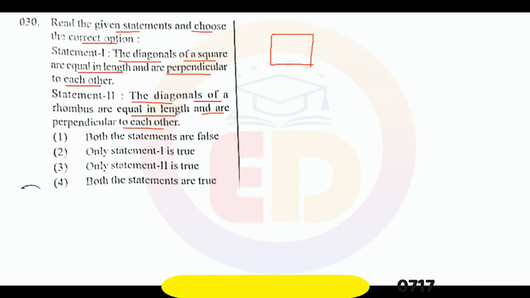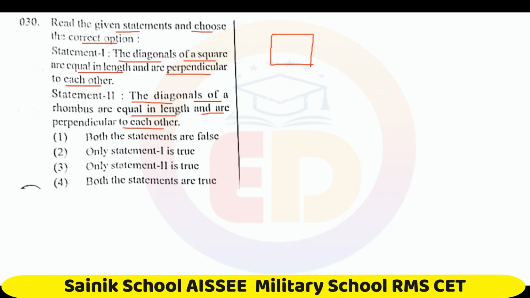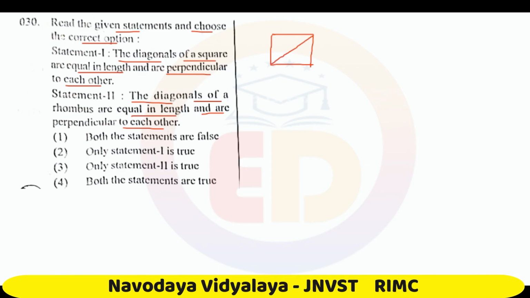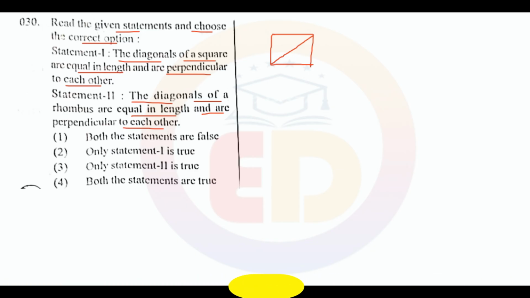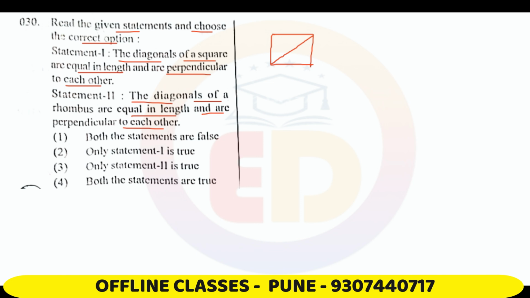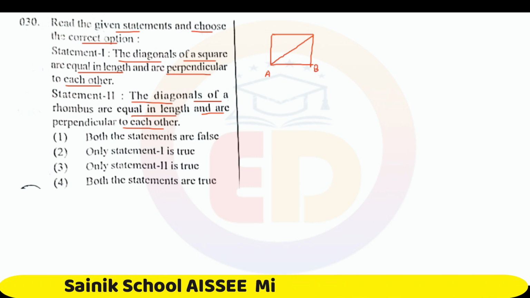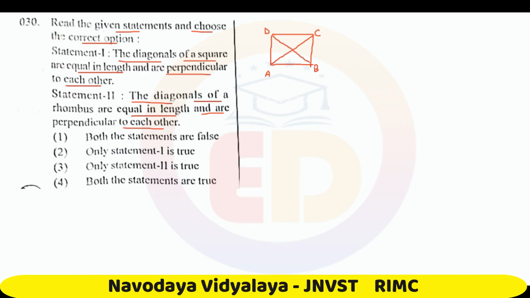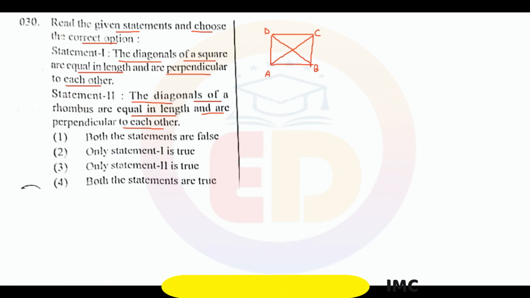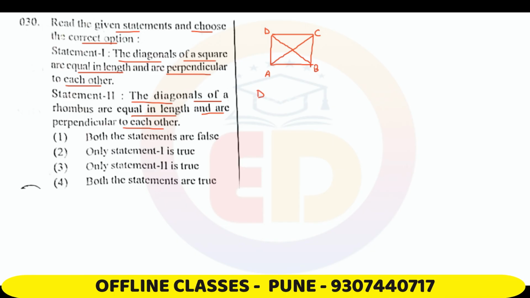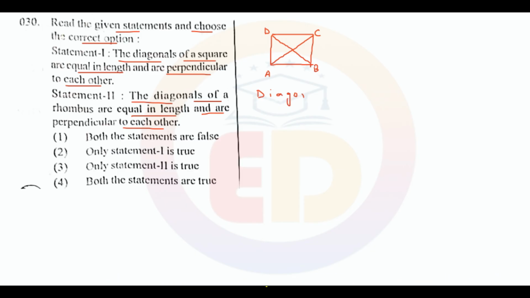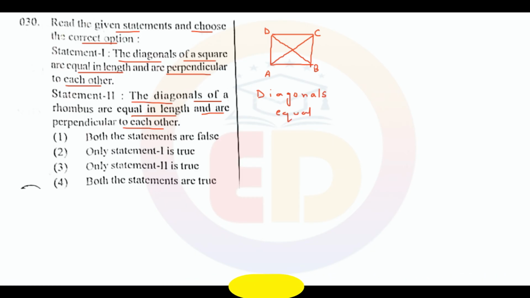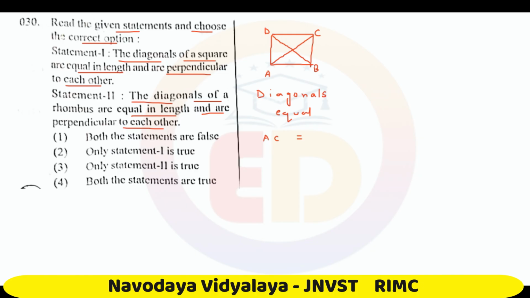Now the diagonals. Diagonal is a line which joins the two non-adjacent vertices. So if this is a square ABCD, then the two diagonals will be AC and BD. And remember, in the square, the diagonals are equal. So AC will be equal to BD.